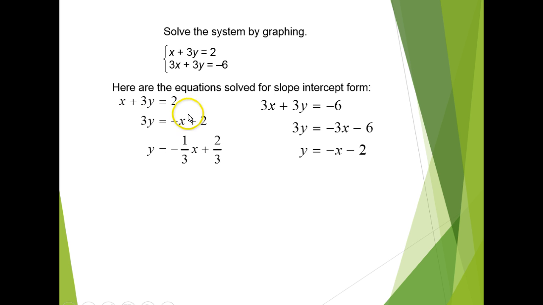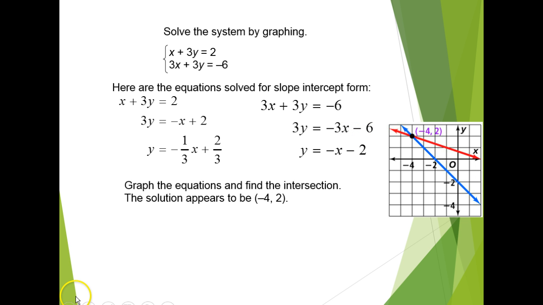Subtracting x from both sides gives me negative x plus 2, and it cancels here. Then we're going to divide all 3 terms by 3. We're going to get y equals negative 1/3 x plus 2/3. In equation number 2, which we see up here, remember we're trying to get y by itself, so we're going to subtract 3x from both sides, leaving us with 3y on this side, and a negative 3x minus 6 on this side.